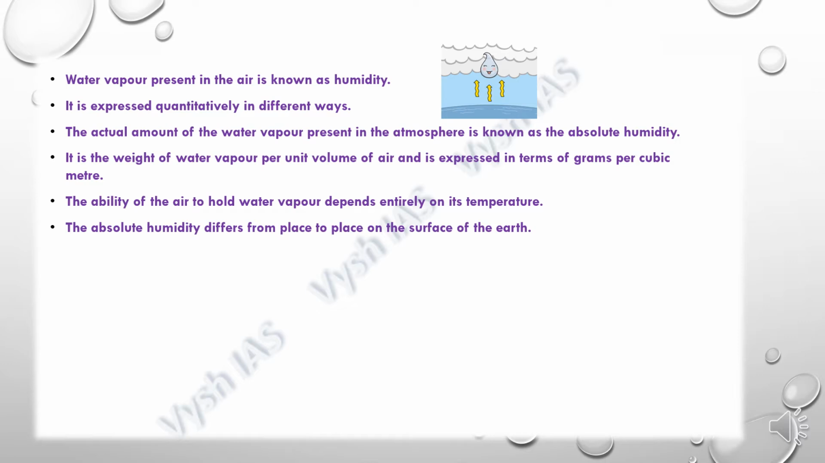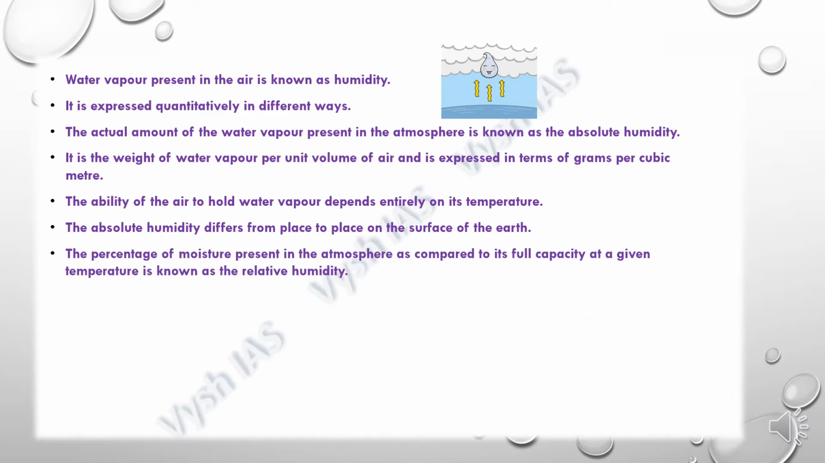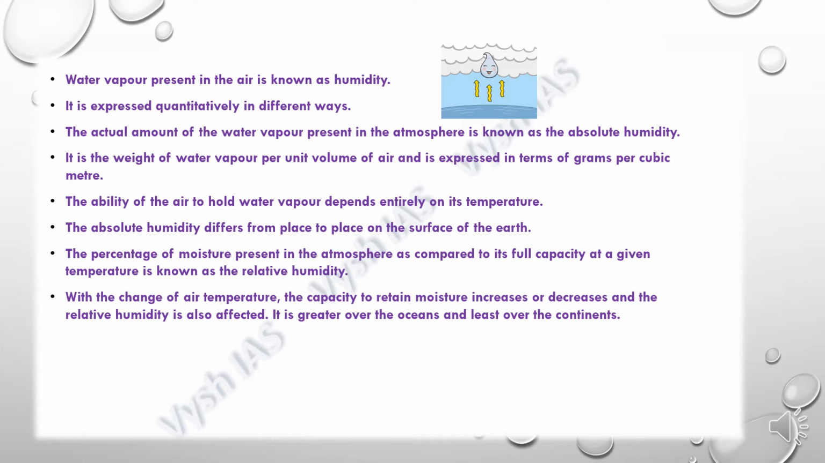The absolute humidity differs from place to place on the surface of the earth, and the percentage of moisture content which is present in the atmosphere as compared to the full capacity at a given temperature is known as relative humidity. With the change in air temperature, the capacity to retain moisture will start increasing or decreasing, and the relative humidity will also get affected. It is greater over the oceans and least over the continents, obviously because of the presence of water.